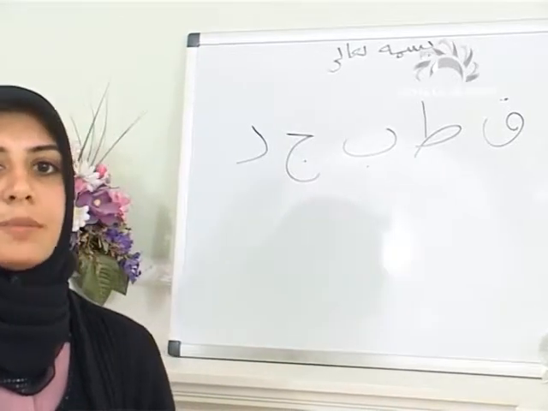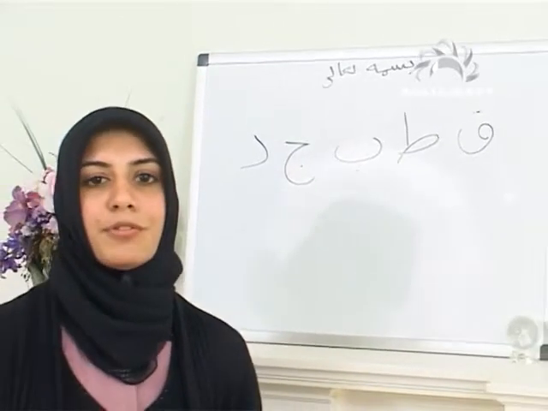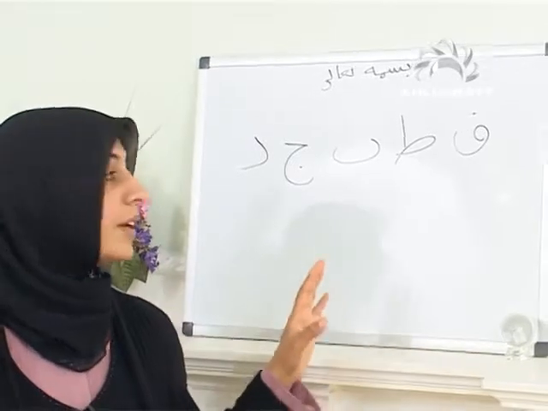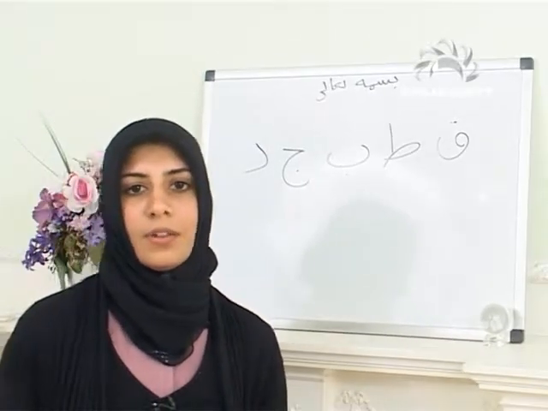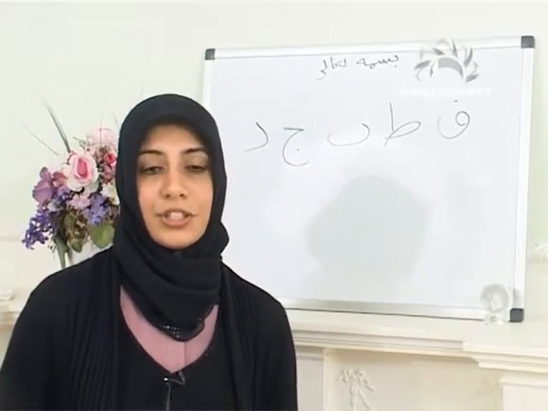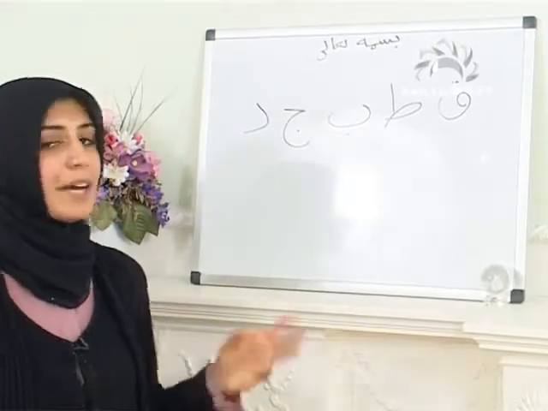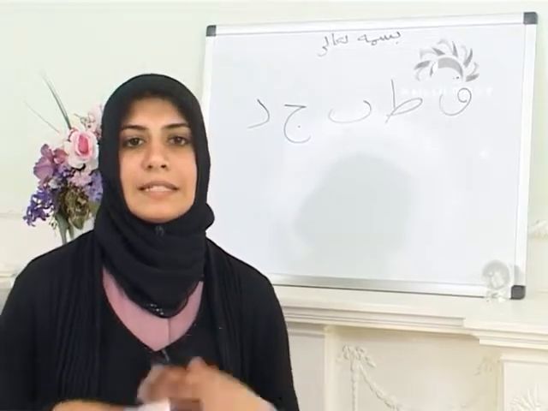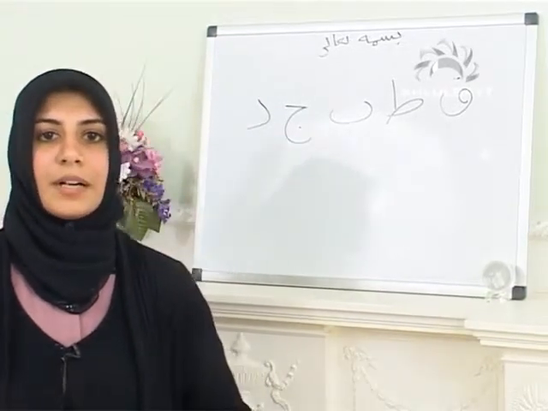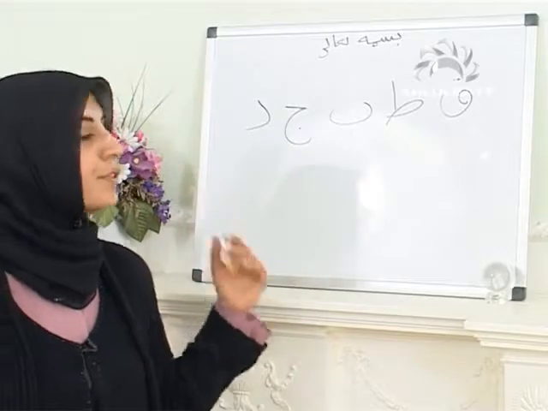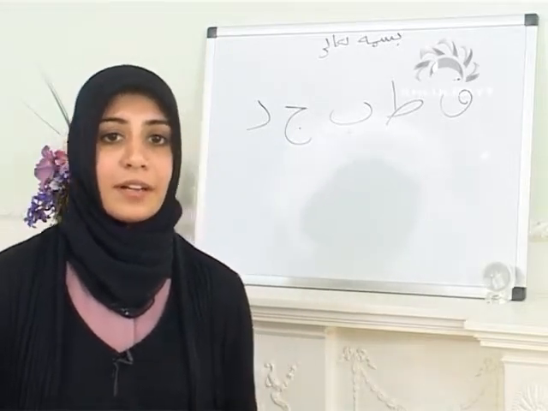You remember the acronym Qutb Jad. This helps us to remember the 5 letters of qalqala: qaf, ta, ba, jim, and dal. Qutb Jad. Good. I'm sure at home you've been practicing and listening to the recitation of the Holy Quran and trying to improve the application of qalqala.